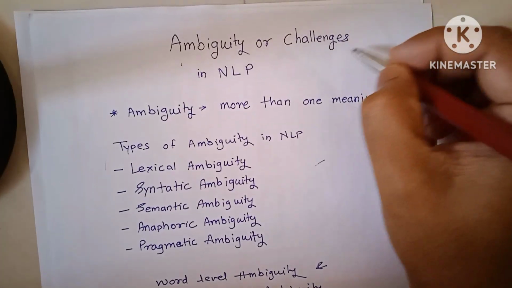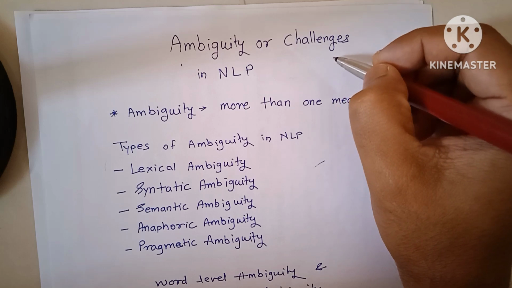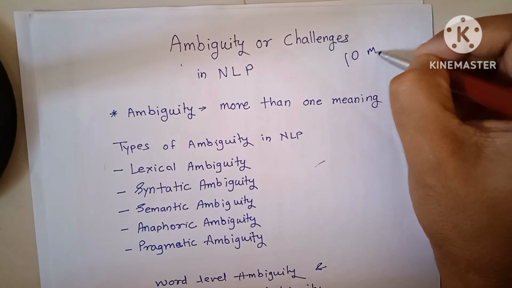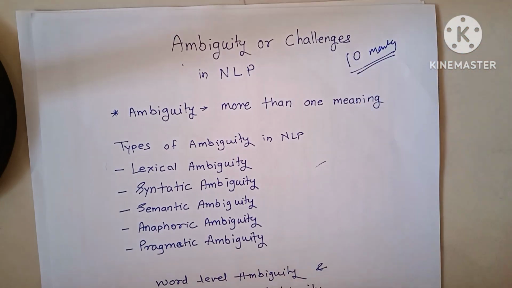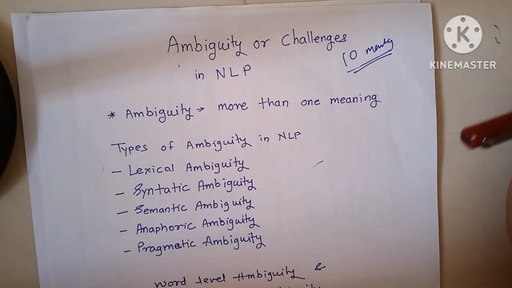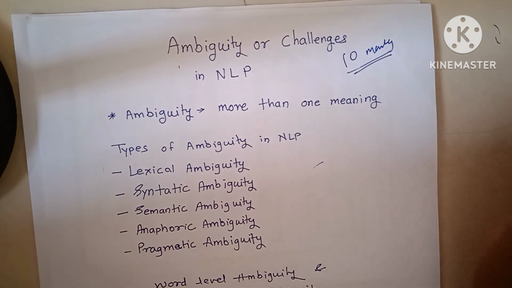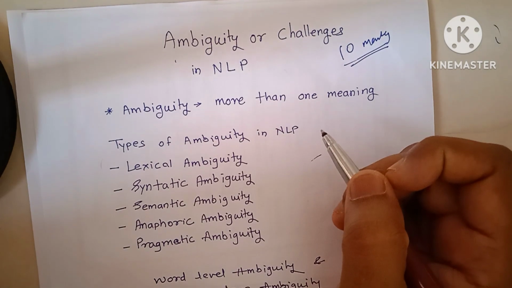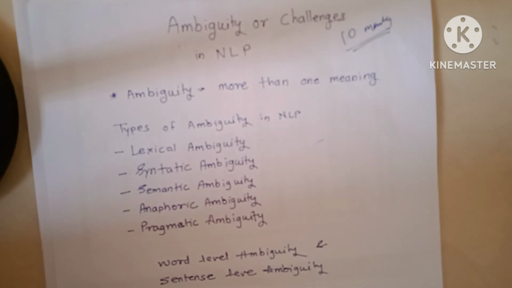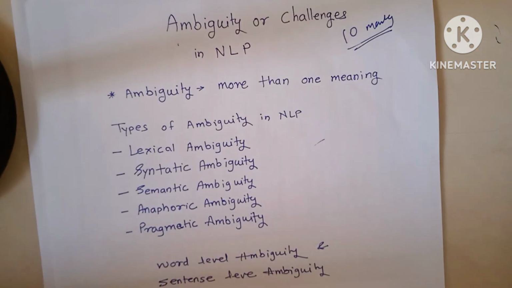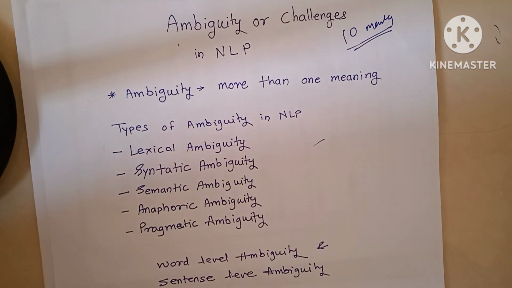So this particular question, the ambiguities or challenges of natural language processing, will come for 10 marks. Okay, if you see the Mumbai University question paper, you will understand this question is asked for 10 marks in the university exam, especially in the Mumbai University exam. There will be some challenges or some ambiguities while we are doing operations on natural language. So in the processing of natural language there will be some challenges and ambiguities.